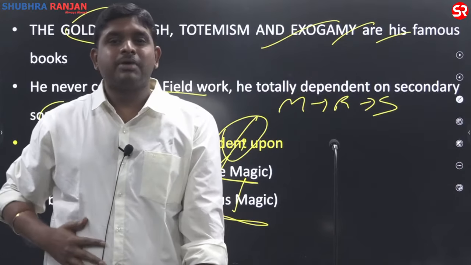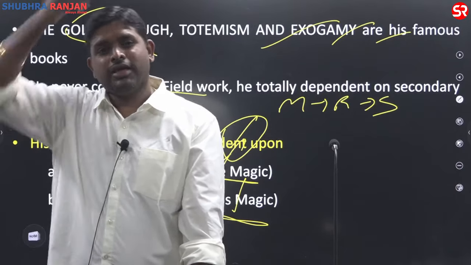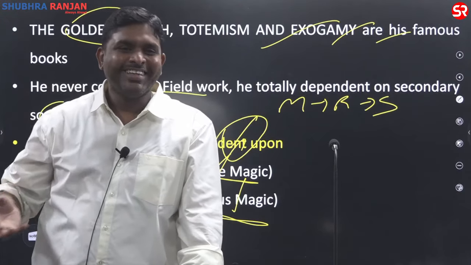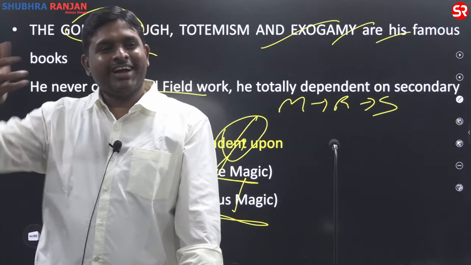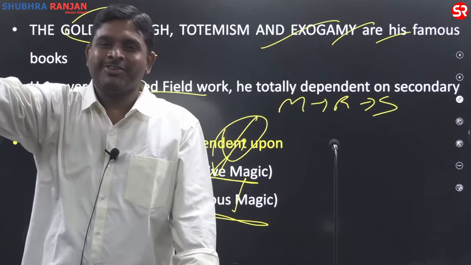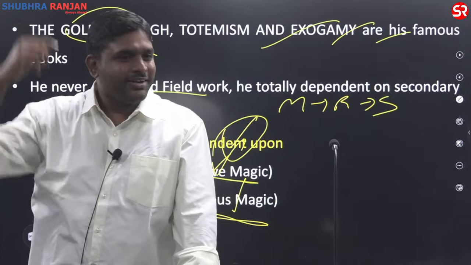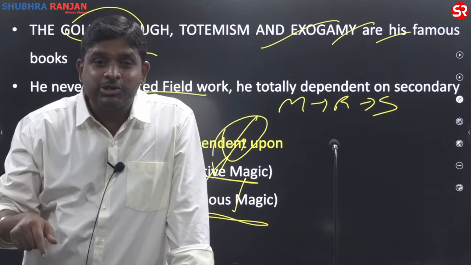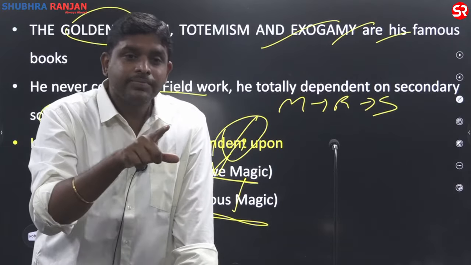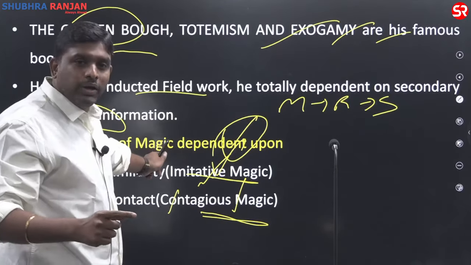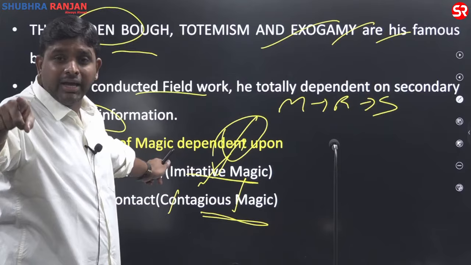For example, if there is stomach pain, immediately what will we do? Offer a lemon and throw it away. Or take an egg, rotate it and throw it at some person at 12 o'clock at night. Or salt. What are all these? In the 21st century also we see people who believe in magic, religion, and science. But according to you, it is a civilized society, so it should be only science.